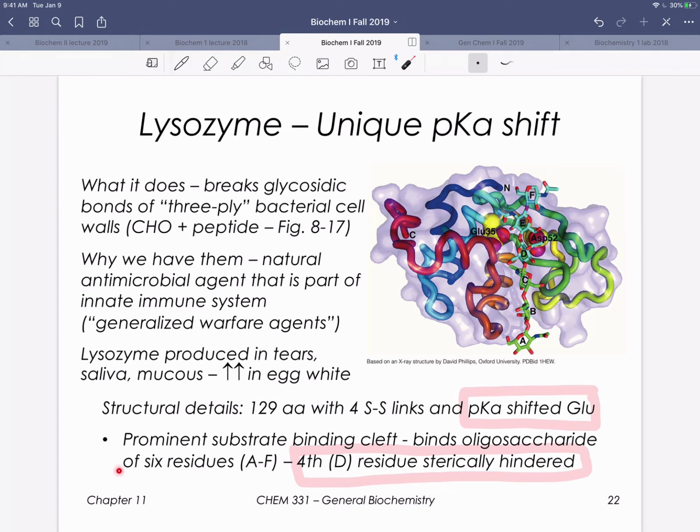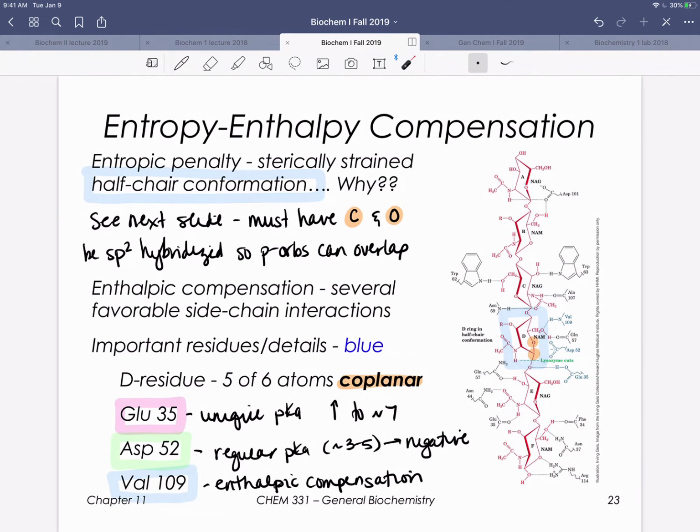So another kind of important piece to think about here is the substrate that binds. If you think about the substrate here, it's basically a 6 residue section of a carbohydrate. So there's 6 residues here. When the 4th residue sits in this enzyme active site, and they label these with letters rather than numbers, so D is the 4th letter, that's why this is the 4th residue, it actually becomes a bit sterically hindered. And we're going to talk about that. That's going to be entropically unfavorable, but we're going to see that there's an enthalpic compensation for it.